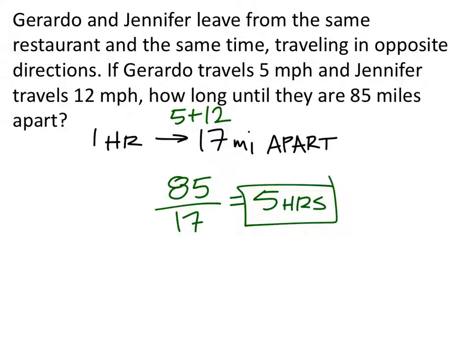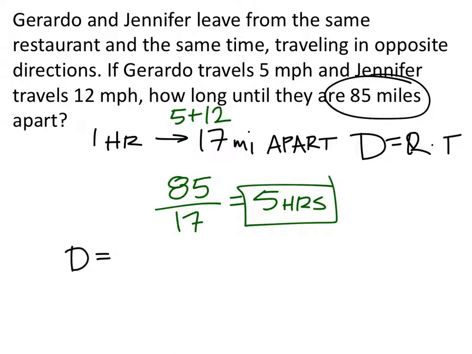But we should use the formulas too, right? Just so we can see how that sets up. And right, they gave us a total amount of distance. And rate is distance divided by time. So distance is the rate multiplied by the time. So the distance is going to equal Gerardo's distance, and then we'll add Jennifer's distance.